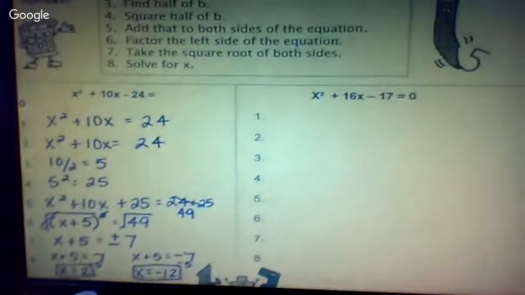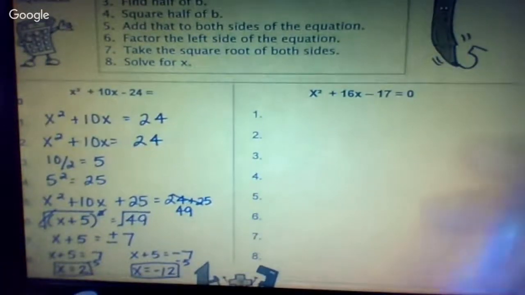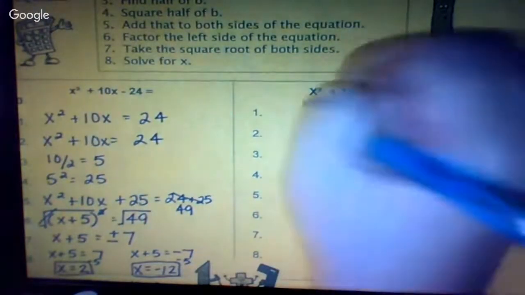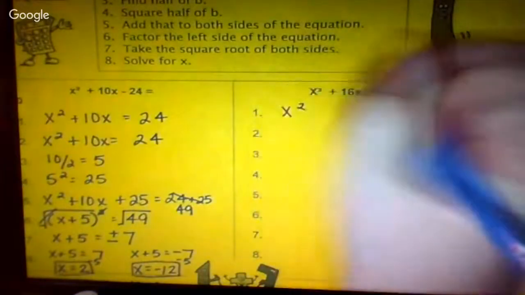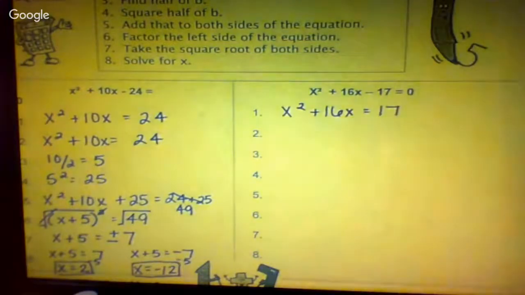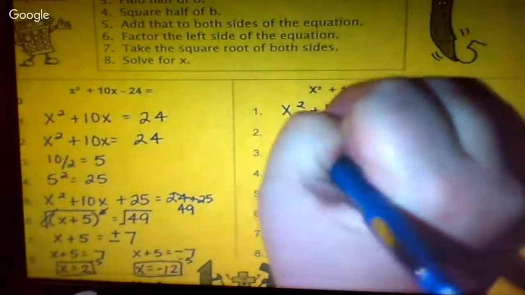Step number 1 says subtract c from both sides. So my c value needs to go to the right-hand side. So it becomes what? +17. So step 1 says x squared plus 16x equals 17. Step 2 says make sure a is 1. If not, divide by a. It's already 1, so we leave it alone.